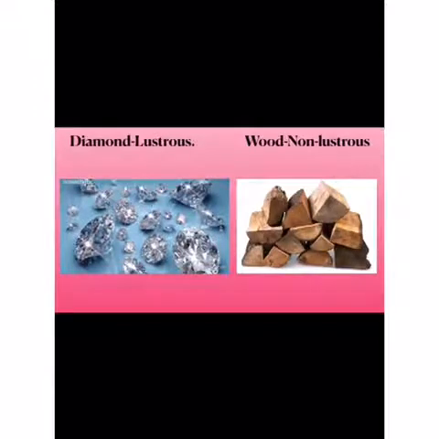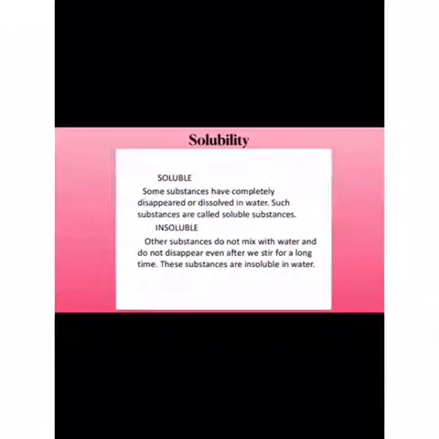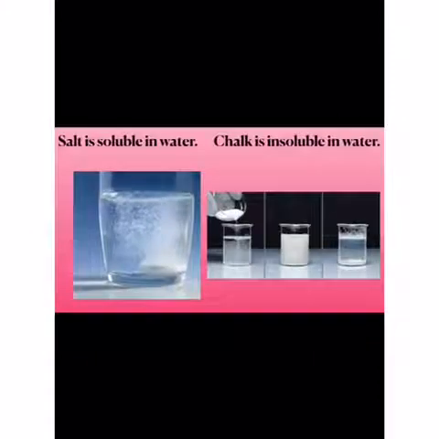Diamond is very lustrous. That's why it's used to make ornaments. And wood is non-lustrous. It doesn't shine. On the basis of solubility, some substances are completely soluble in water, like salt, and some substances don't mix in water, like chalk. It forms a separate layer when dissolved in water.